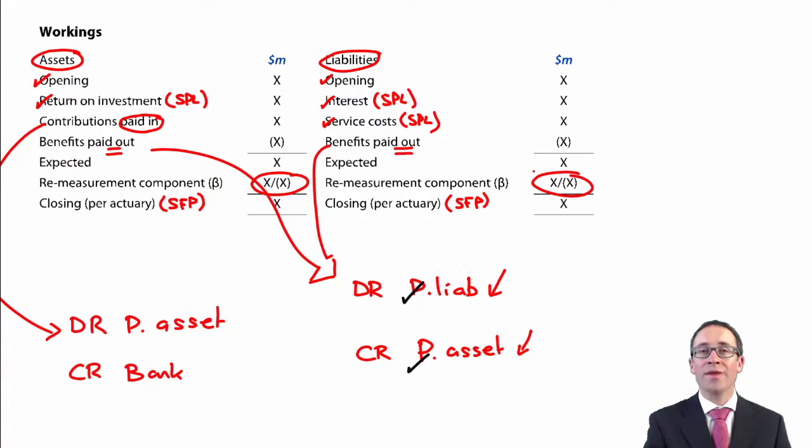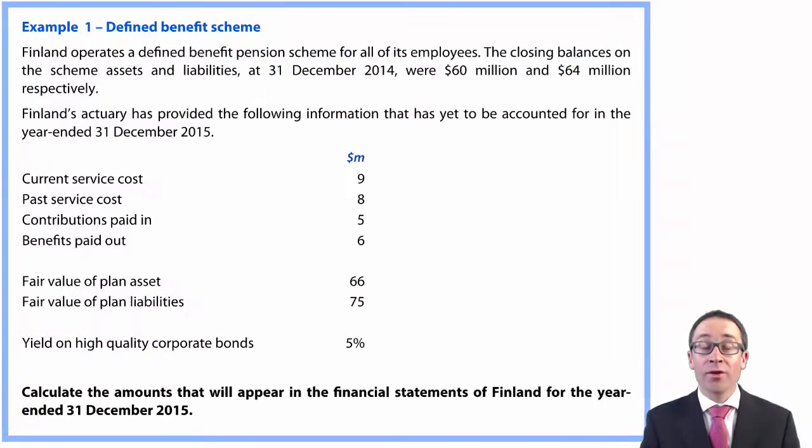and then what we'll do together is we'll go through and work out the example. So let's go through and have a look at the example, shall we? All about defined benefit schemes. See how we get on.